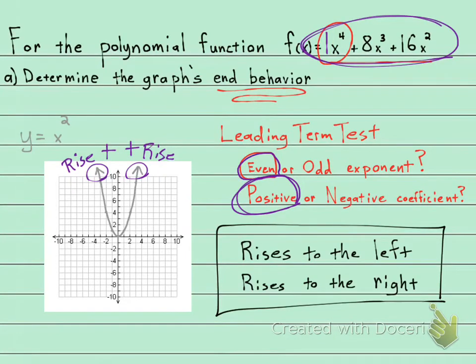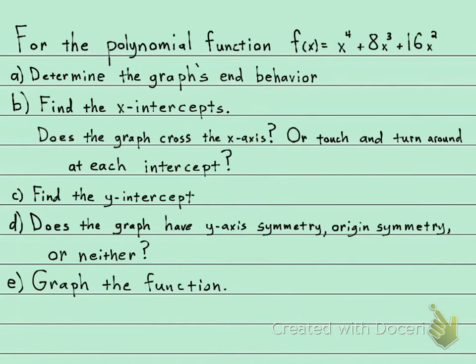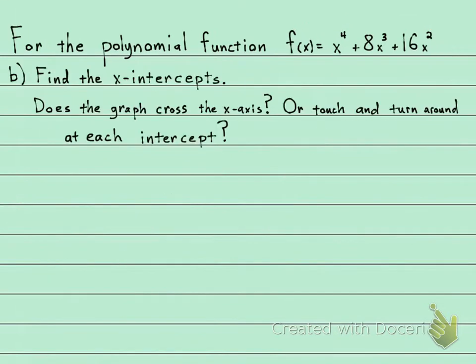All right, that's part A. Let's go look at part B. Part B, for the polynomial function right here, find the x-intercepts. Does the graph cross the x-axis, or does it touch and turn around at each intercept? Okay, touch and turn around, also known as bounce off. All right, let's go see.